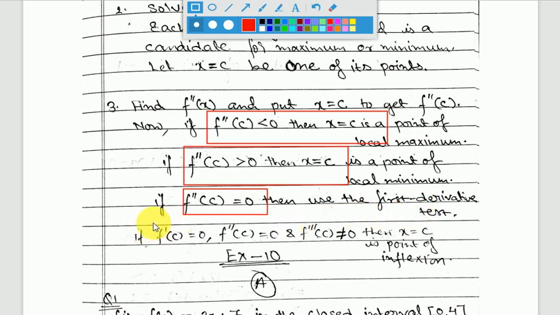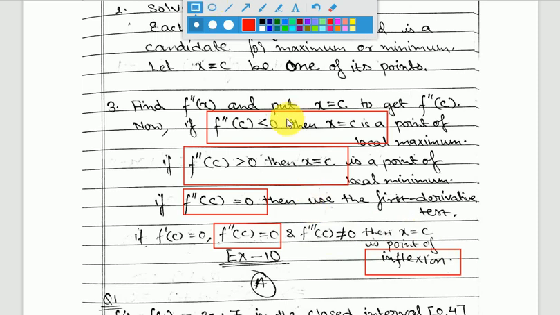Next, if you find that the second derivative is coming equal to 0, then what you do is differentiate again. That means you have to find the third derivative, and you find the value of that third derivative for x equal to c. In that case, if you get the third derivative at c not equal to 0, then we would say that x equal to c is the point of inflection.